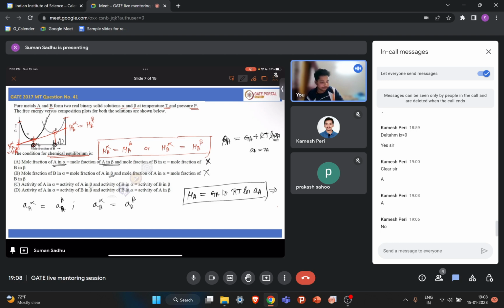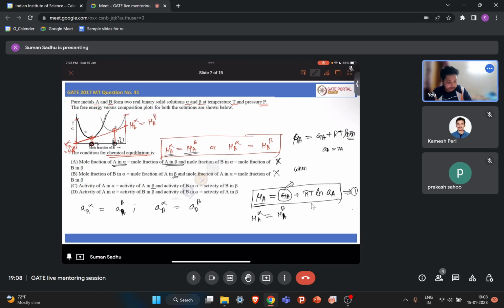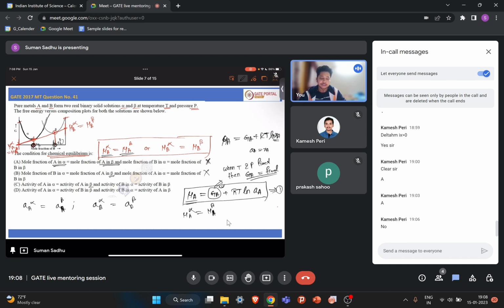So this is the relationship of activity with your mu A, and we know that at equilibrium mu A in alpha is equal to mu A in beta, right? Now G A, what is G A? G A is your molar free energy at constant temperature and constant pressure for pure A, right? So when T and P are fixed, G A is also fixed, because this is for pure A. There is no dependency on composition. For pure A, G is a function of temperature and pressure only. It doesn't depend on composition. So the molar free energy is also fixed.